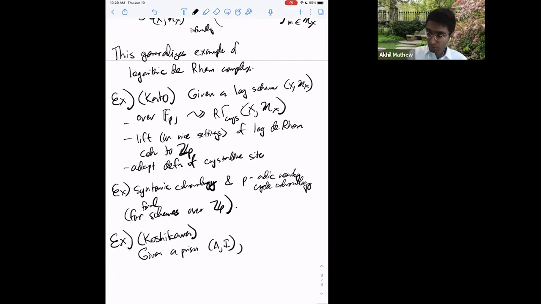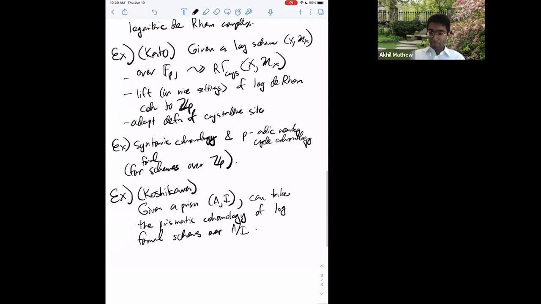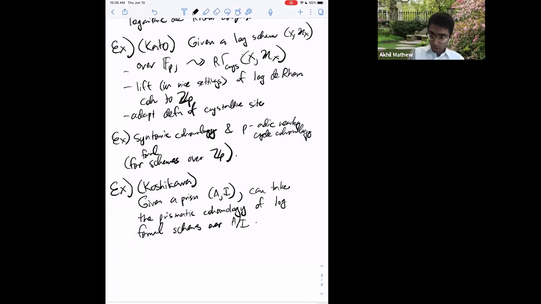One can generalize this to log schemes. So we can take the prismatic cohomology of log formal schemes. Koshikawa considers a more general situation where (A, I) is also allowed to have some sort of log structure. There are a lot of structure theorems in prismatic cohomology, like the Hodge-Tate comparison and so forth, and these have adaptations to the log setting where instead of differential forms, you have log differential forms.